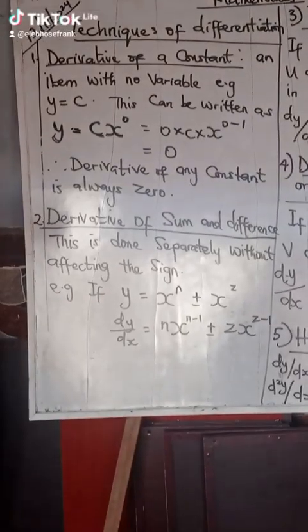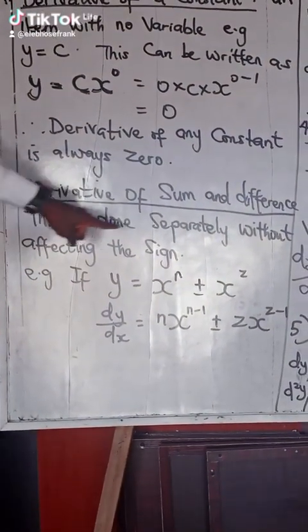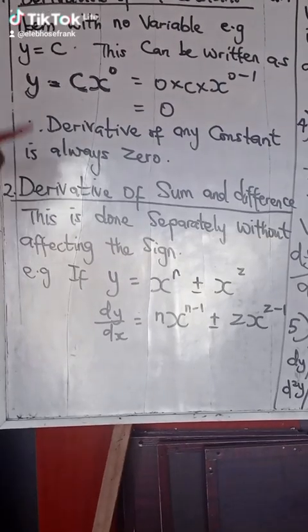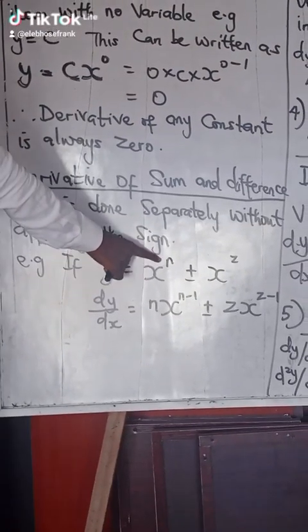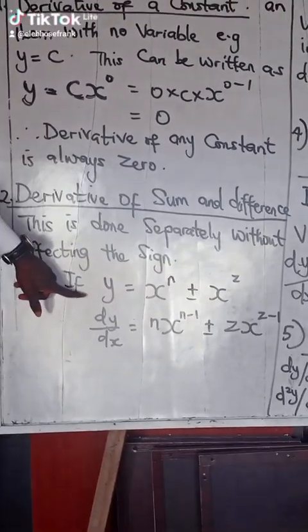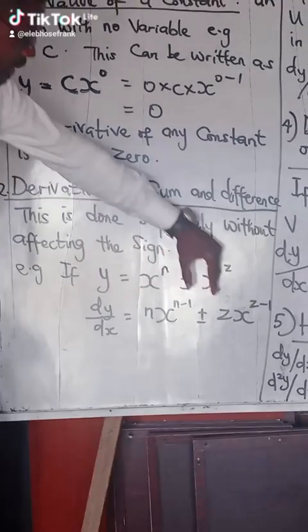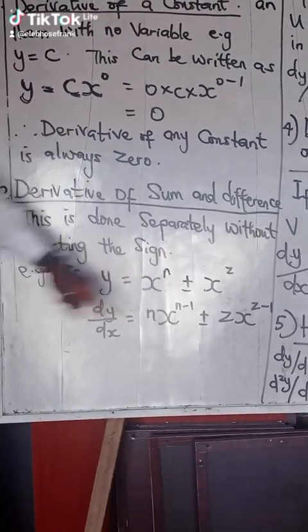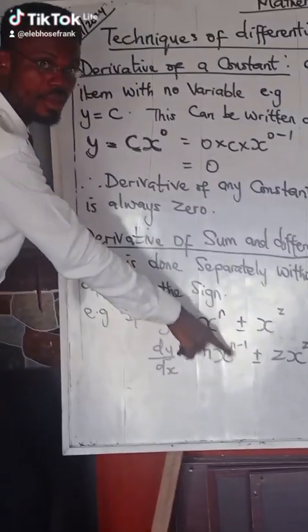Now technique number 2, derivative of sum and difference. This is done separately without affecting the sign. Take for example, if y equals x raised to power n plus or minus x raised to power z. Differentiating y with respect to x, we solve them separately without affecting the sign. So we differentiate this and then we differentiate this. Of course, the sign remains intact.